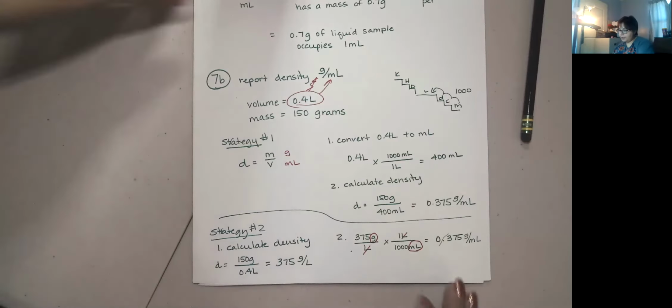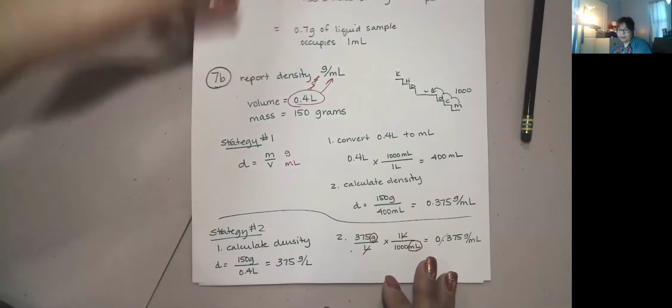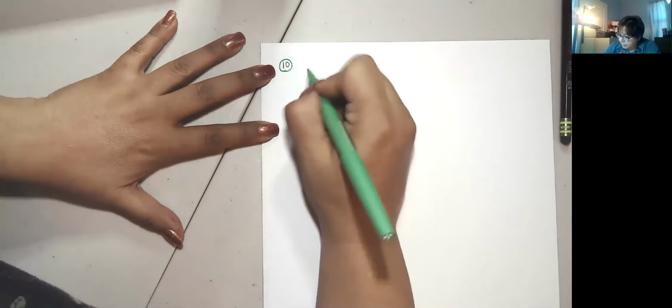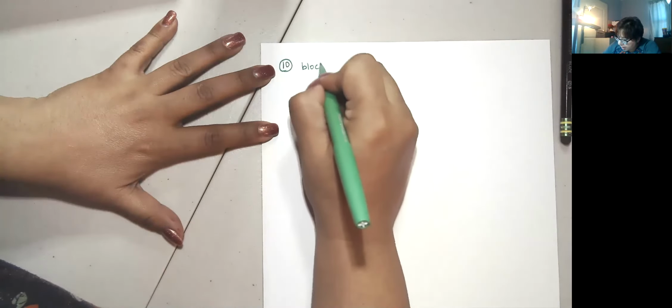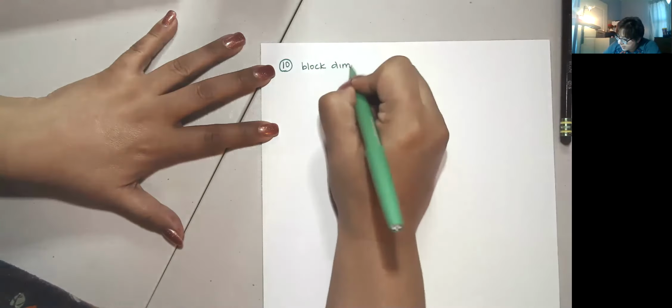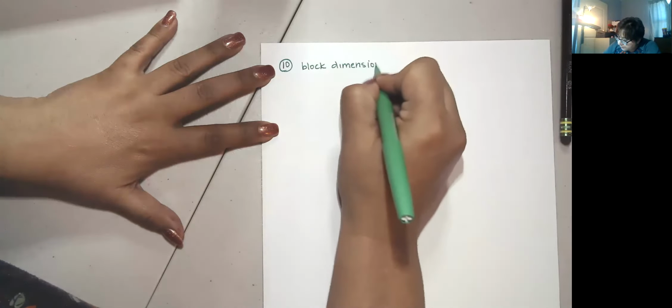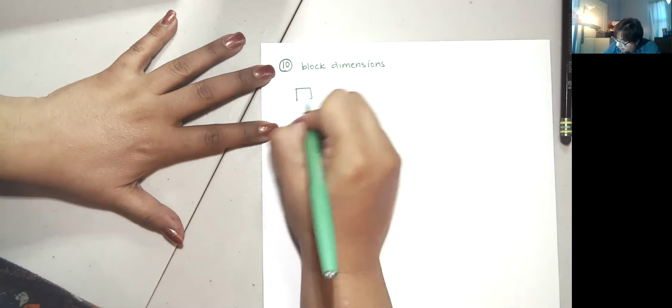Let's look at number 10. Number 10 is also a density problem. It says we have a block of lead. So we've got a block with some dimensions. So they've measured that block.